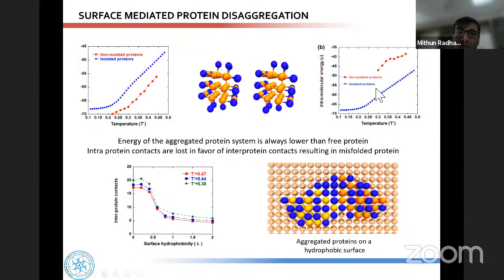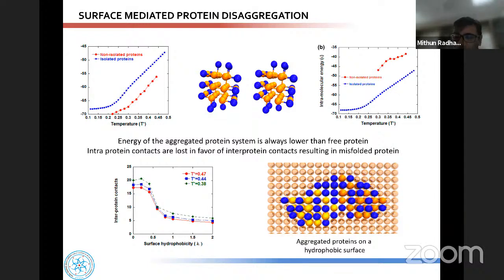Whereas if I just look at the protein itself, neglecting the inter-protein contacts, just the protein energy, which signifies how folded my protein is, my isolated protein always has a lower energy, showing that it is more folded compared to my non-isolated proteins. So non-isolated proteins basically misfold because of the inter-protein contacts, and they cannot fold back.